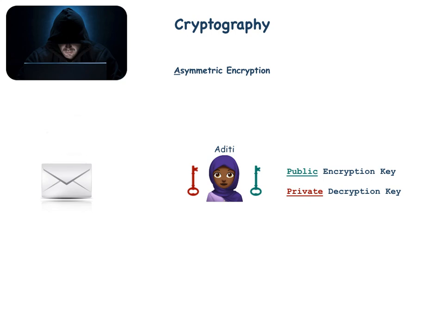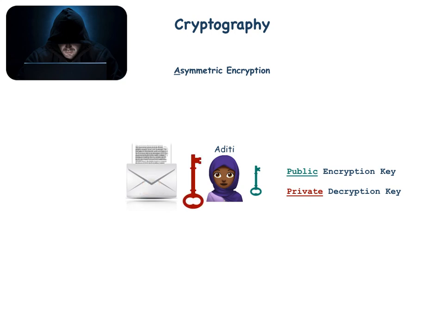Suppose somebody wanted to send a message to Aditi. They would use Aditi's public encryption key to lock the message. And once that message gets locked, only Aditi will be able to unlock it because only Aditi has the private decryption key. So, when Aditi receives that message, she'll use her private decryption key to unlock the message.